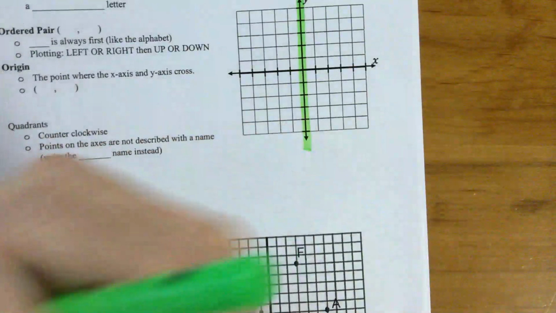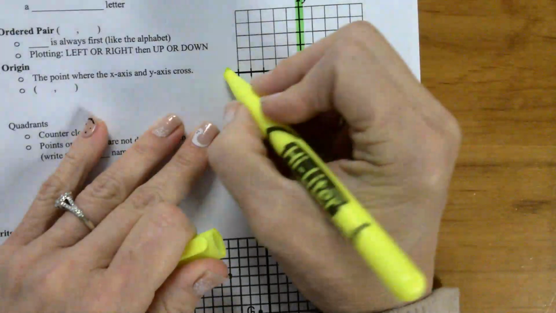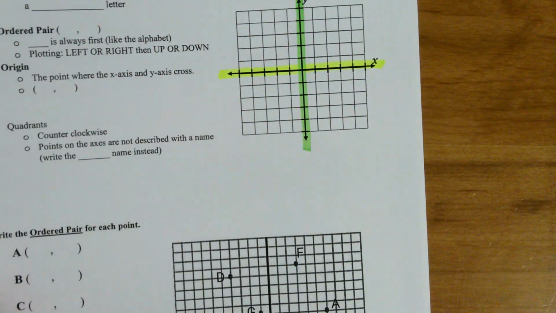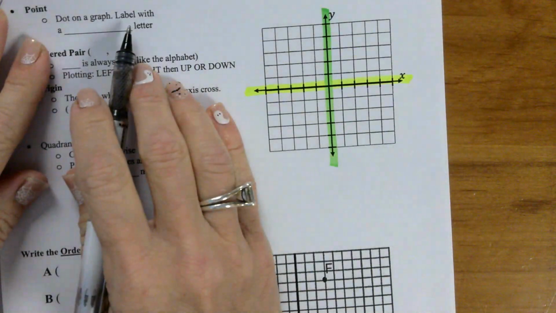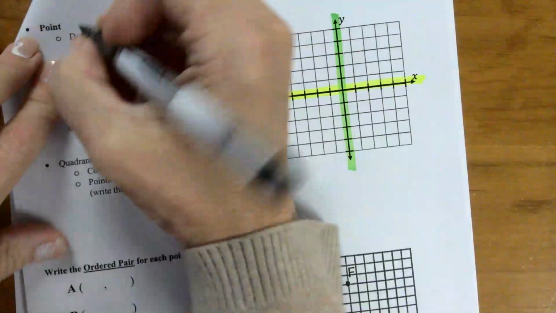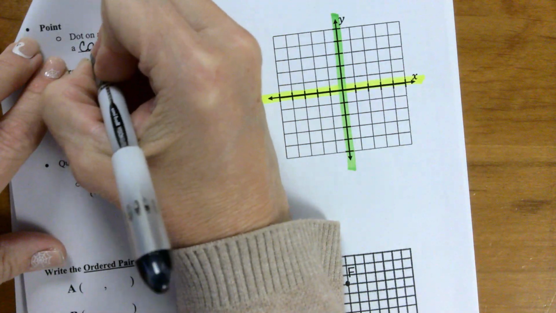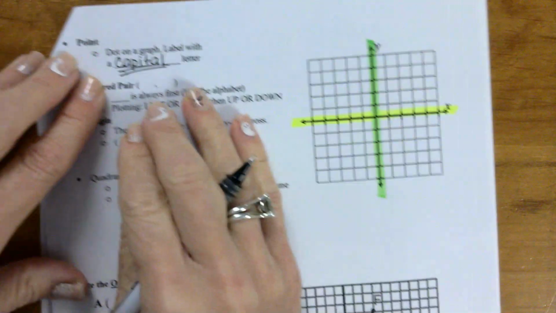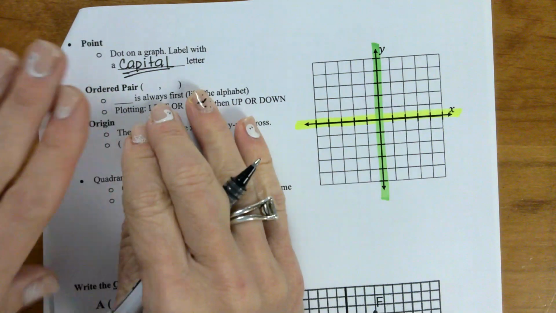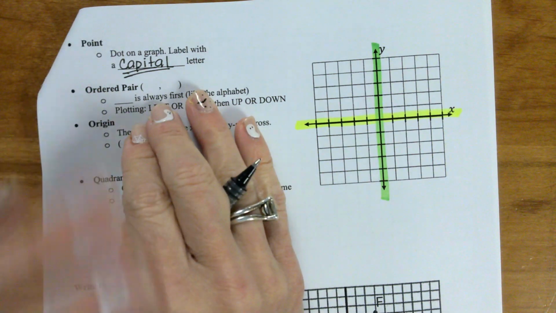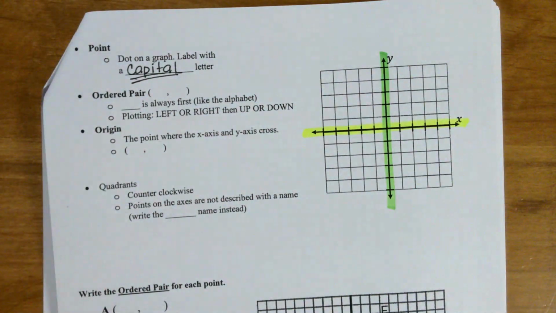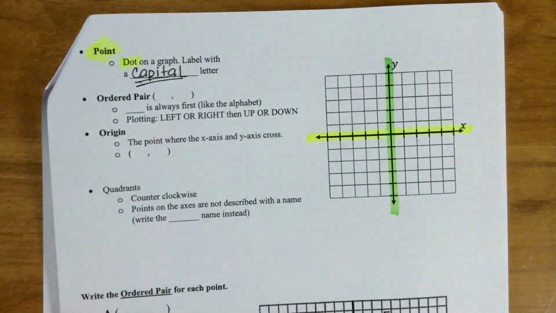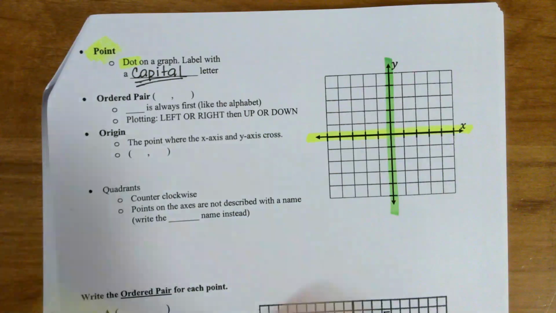All right, so I'm going to go ahead and do this for our notes. A point is a dot on a graph labeled with a capital letter. That's really important, especially when you get to geometry. Capital letters matter, lowercase matters, etc. So this is a point, and it is literally a dot. It is one dot, has a capital letter. An ordered pair.